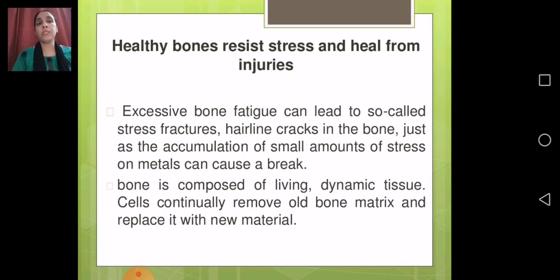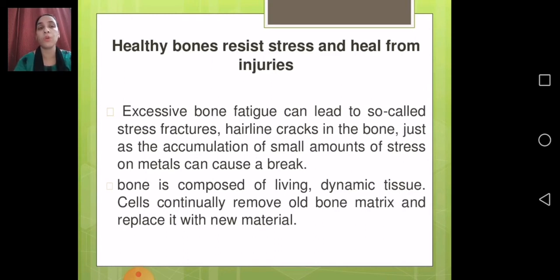So that all is important. Excessive bone fatigue can lead to so-called stress fractures, hairline cracks in the bone, just as the accumulation of small amounts of stress on metals can cause a break. Now you might have heard some people saying that they most often get hairline cracks in the bone. Why is it so? Since their bones are not able to handle the stress, some sort of bone marrow is missing in it.